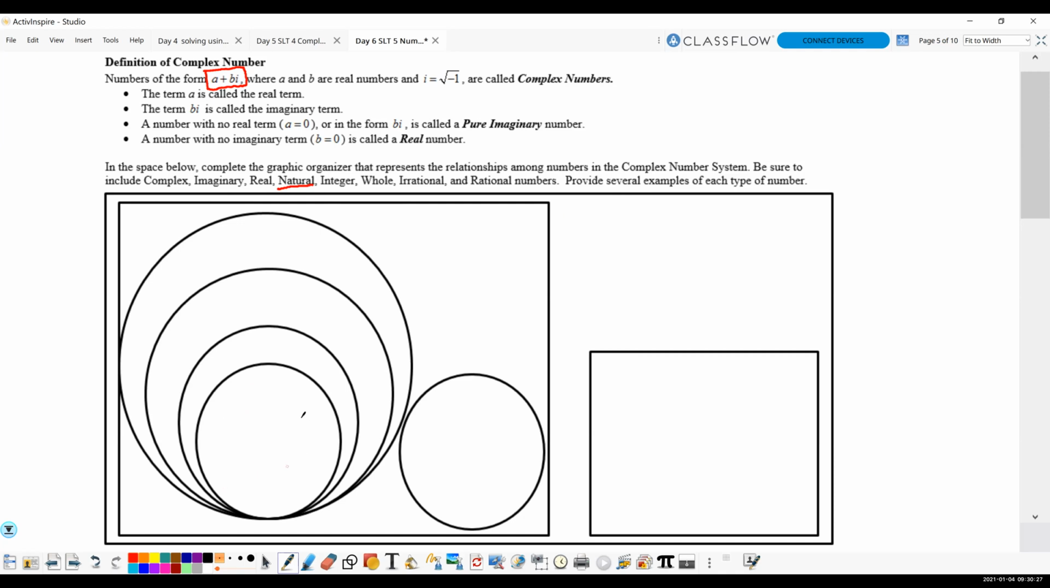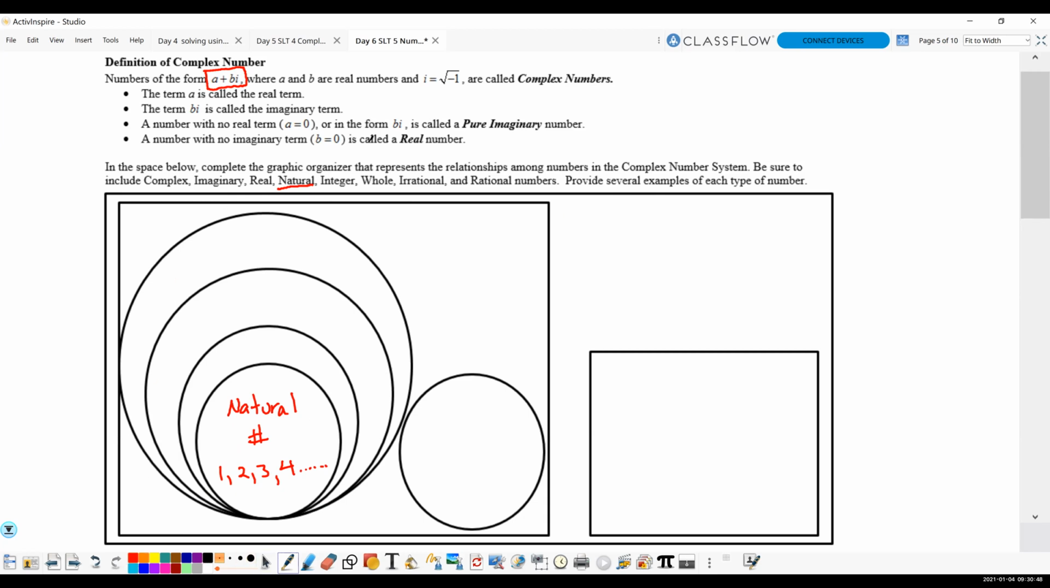Natural numbers are going to go in this innermost circle. Those are what I like to call the kindergarten counting numbers. When you first were in kindergarten and you learned how to count, how did you count? You counted 1, 2, 3. These are our Sesame Street numbers, counting numbers starting with 1.